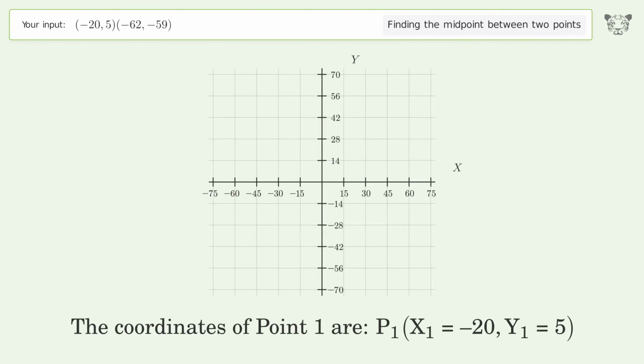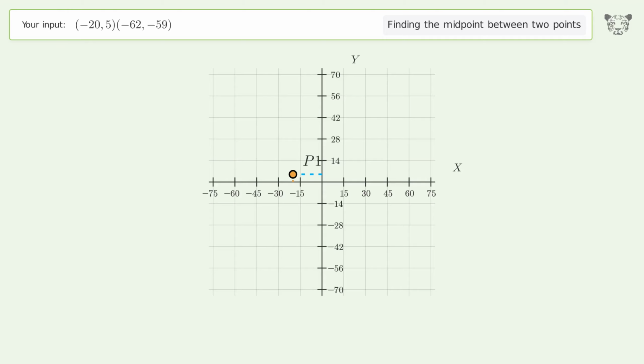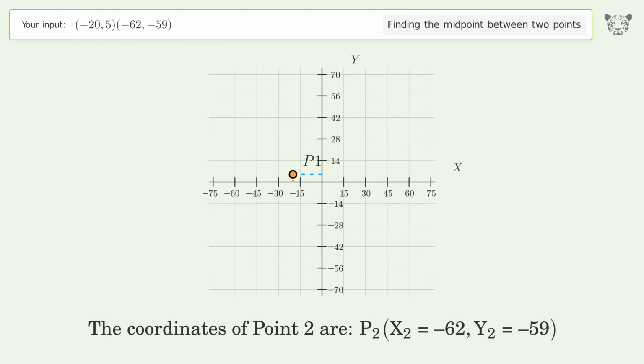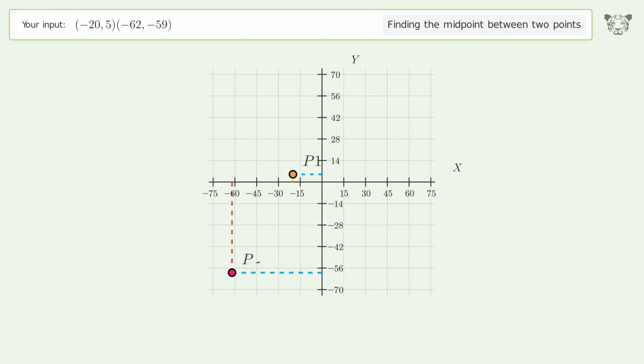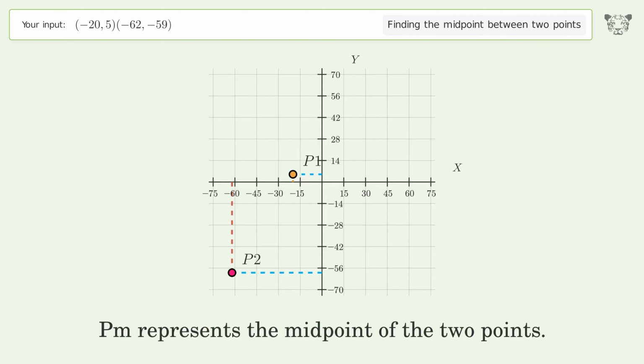The coordinates of point 1 are x1 equals -20, y1 equals 5. The coordinates of point 2 are x2 equals -62, y2 equals -59. PM represents the midpoint of the 2 points.